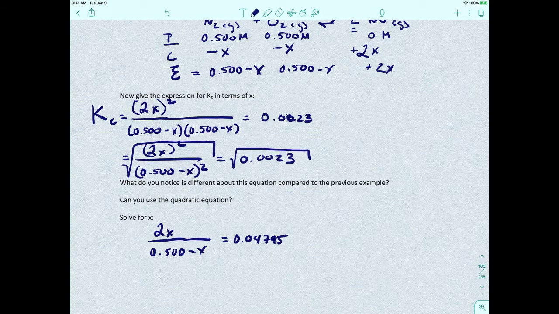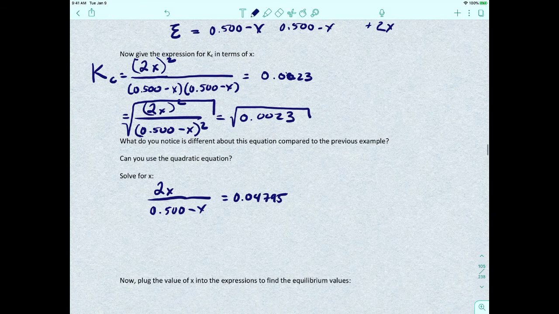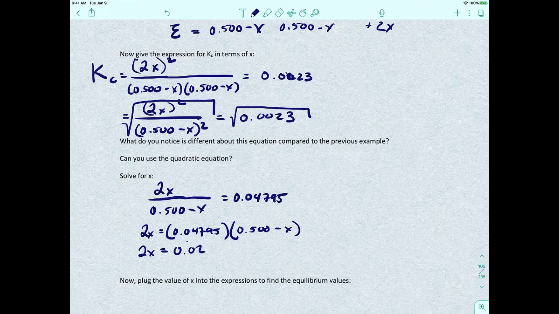So now we just have to get x by itself. So let's get rid of that denominator. So we're going to multiply both sides by 0.500 minus x. So 2x is going to be equal to 0.04795 times the quantity 0.500 minus x. And if we distribute that 0.04795, 0.04795 times 0.5 will give us 0.0239 minus 0.04795x.